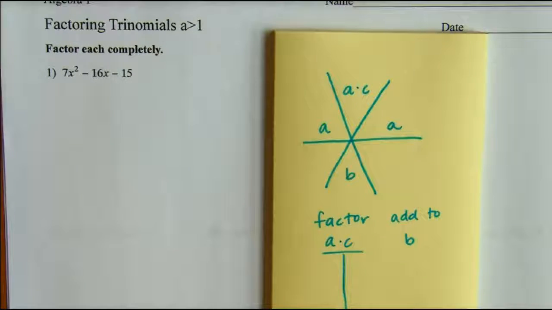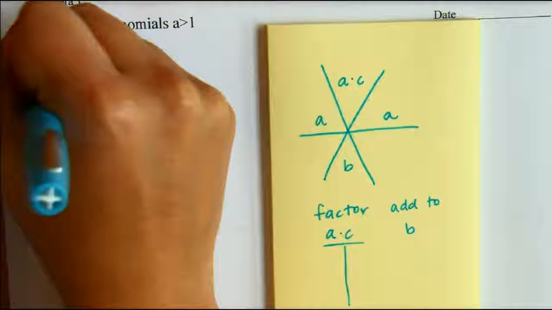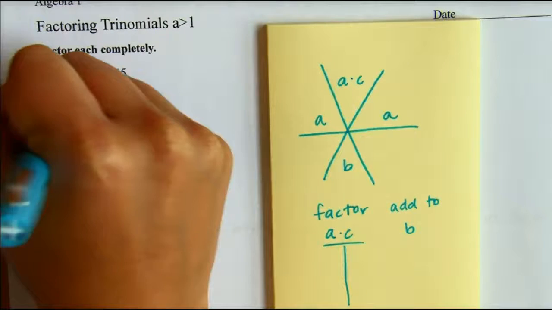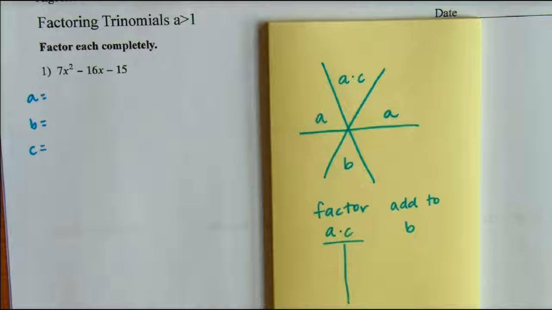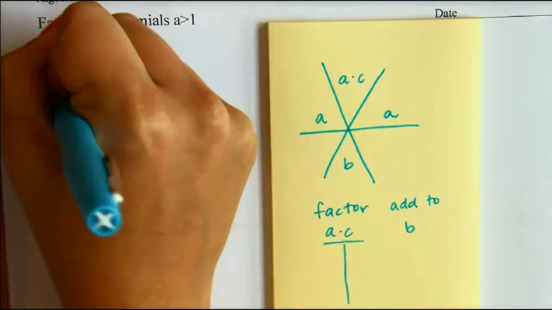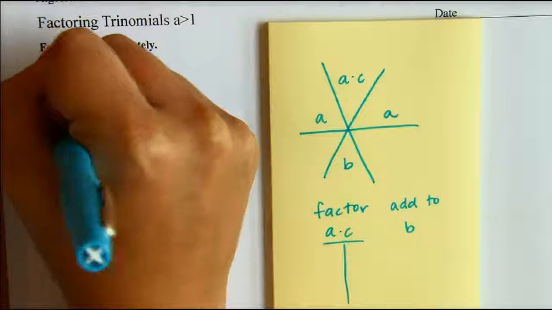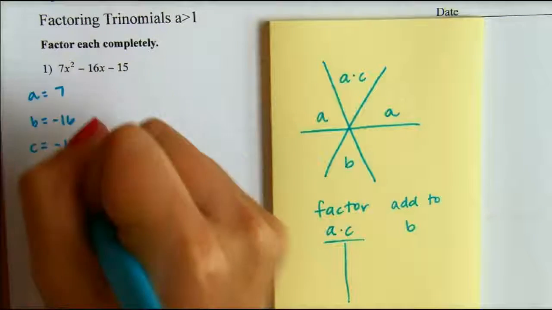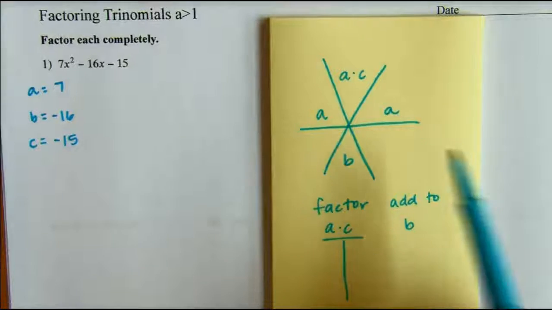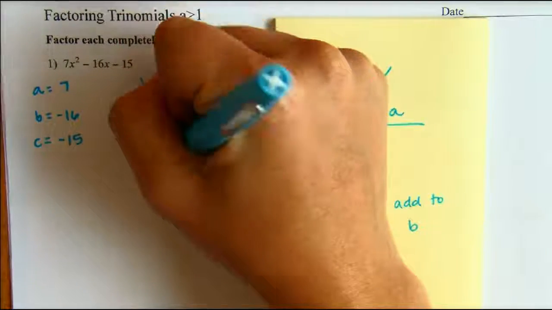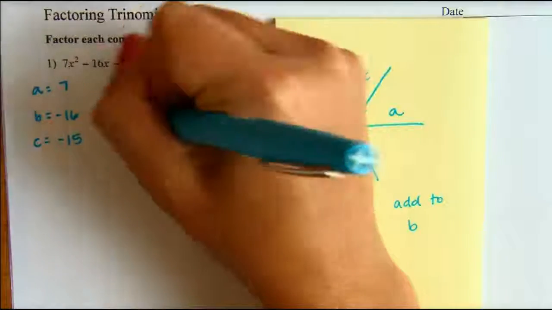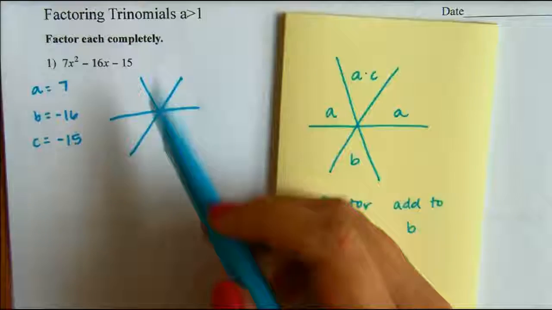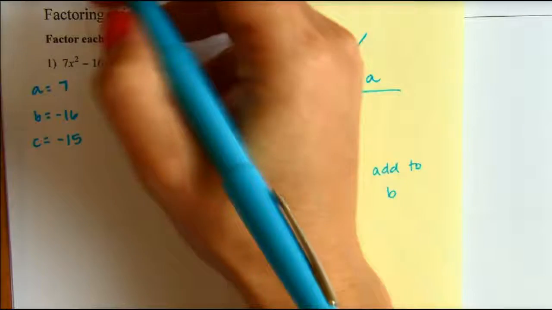Off to the side, I'm going to list what A equals, what B equals, what C equals. In this case, A is 7, B is negative 16, and C is negative 15. So I'm going to fill out my snowflake. This one's a little bit different because A is no longer 1. So in the A spots, I'm going to put my 7.